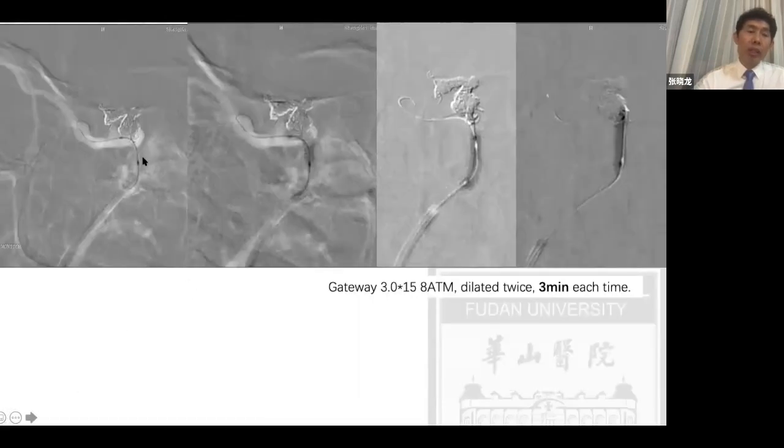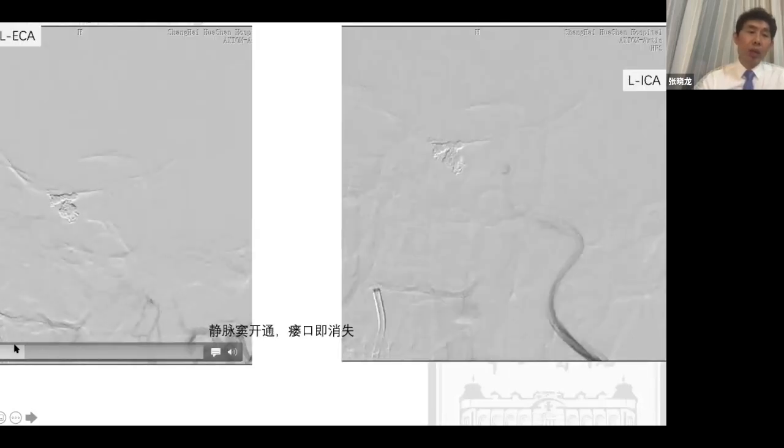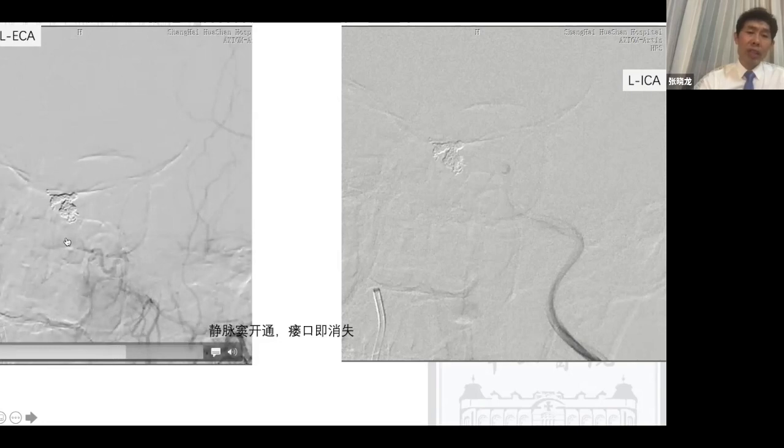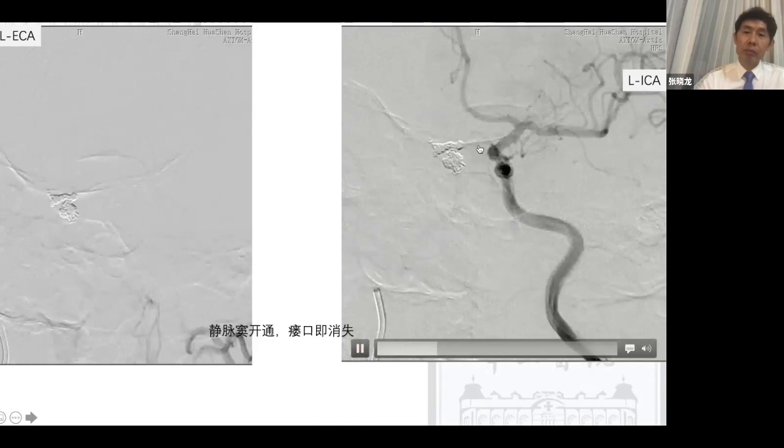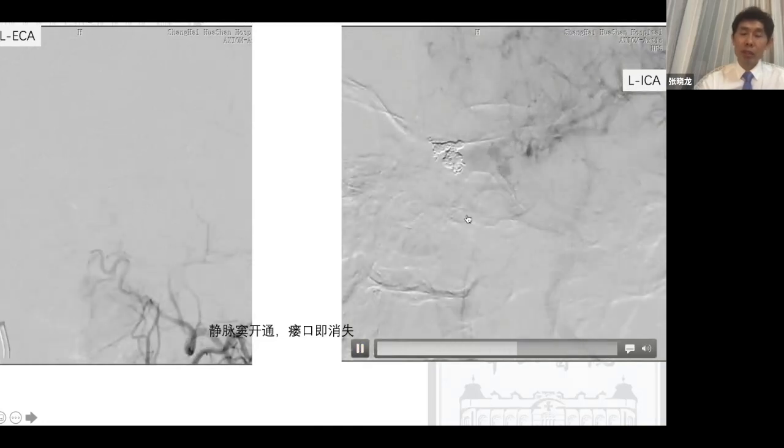And what we did is just reopen the inferior petrosal sinus with the balloon. And what happened? The fistula was totally gone, just following the reopening of the venous, of the inferior petrosal sinus. The fistula is totally gone.